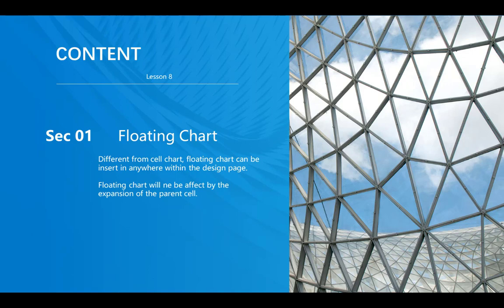As we introduced the cell chart before, the only difference between floating chart and cell chart is that the floating chart won't expand by the effect from the parent cell, and also the floating chart can be dragged anywhere on the design page.